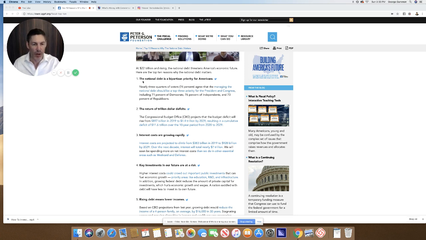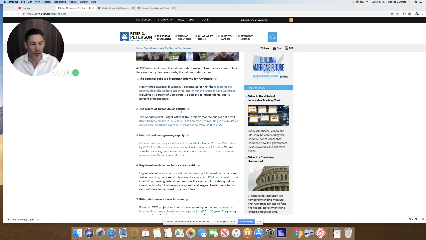We've got number one, the national debt is a bipartisan priority for Americans. Nearly 3/4 of voters, 74%, agree that managing the national debt should be a priority, including 71% of Democrats, 76% of independents, and 73% of Republicans. Okay, so that really doesn't matter for what we're doing here. Let's skip to the second one.